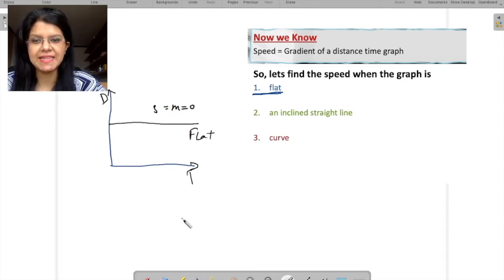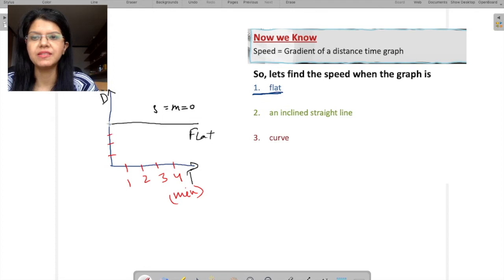So let us understand what is happening here. Let us mark some values of the time on the axis here. Say this is your time: 1, 2, 3, 4 minutes or seconds, your wish. Let's say this is minutes. And distance 1, 2, 3, 4, say in meters.